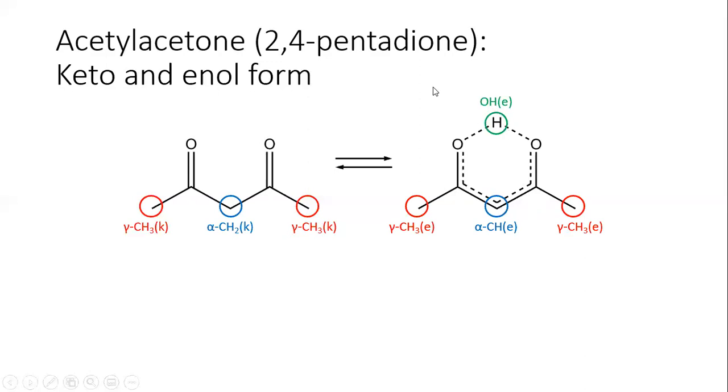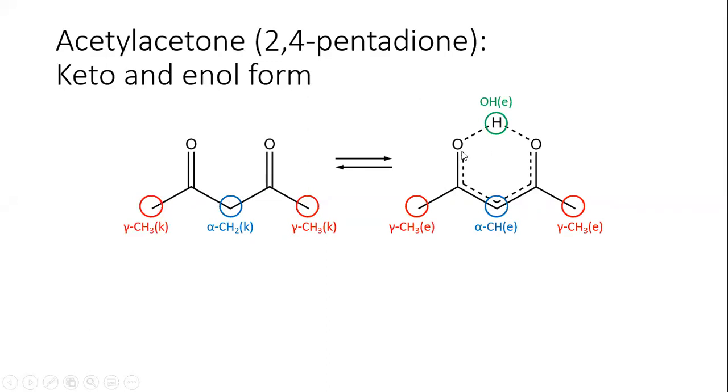Okay, so we've identified the different groups of protons in these two compounds. If we count, we have 1, 2, 3, 4, and 5. So 5 different groups of protons, which translates into 5 different peaks in the NMR spectrum.